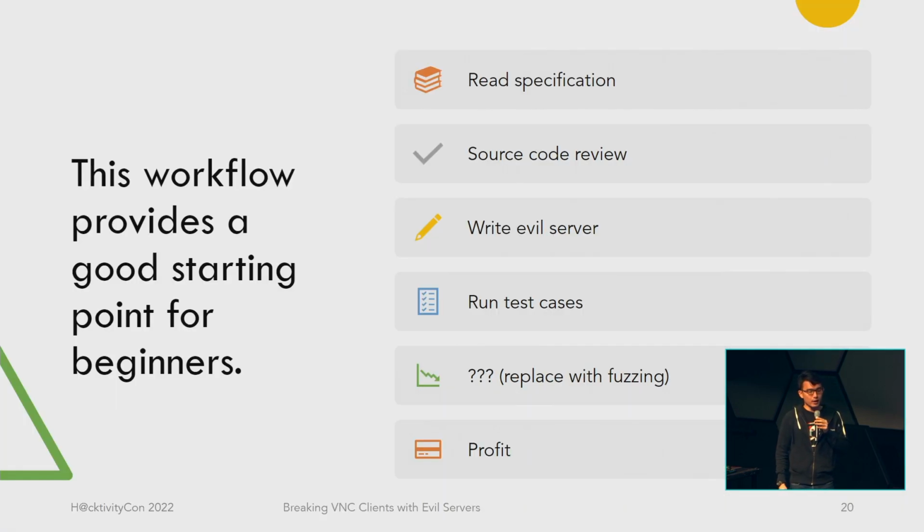So after stepping through this beginner vulnerability researcher workflow, this is what I would recommend to you. You want to start with reading a specification, and then do some source code review through automated source code review, using that as a filter for manual code review. Then you move on to writing your evil server, so that could be your exploit script or your test cases. And once you run these test cases, you can also add a bit of fuzzing to it.